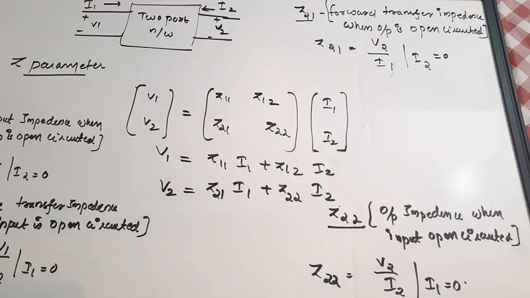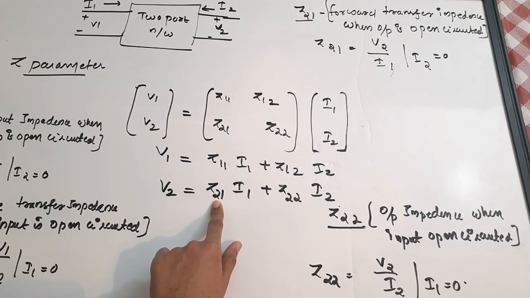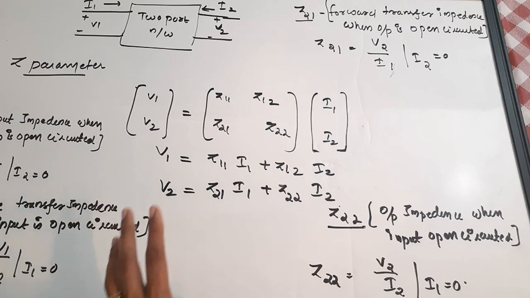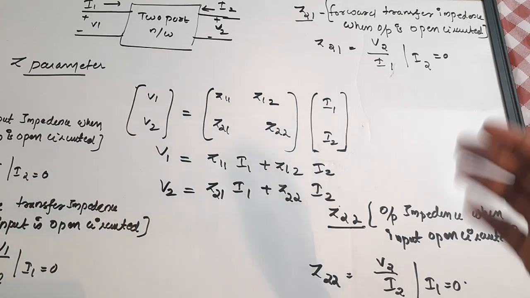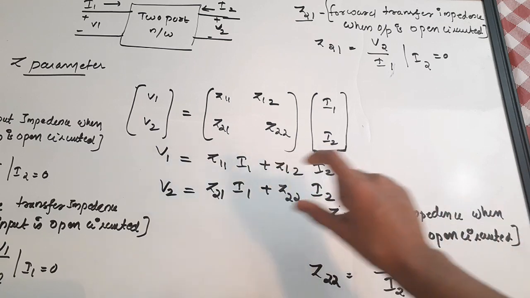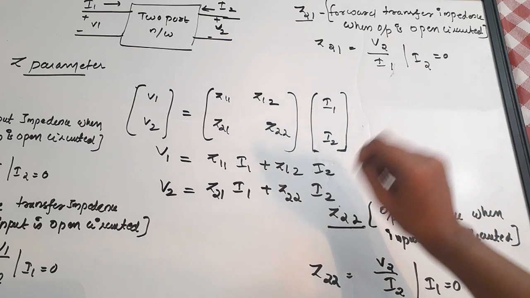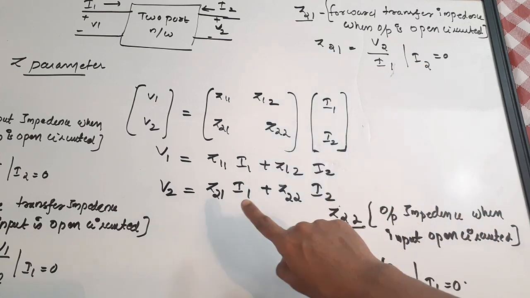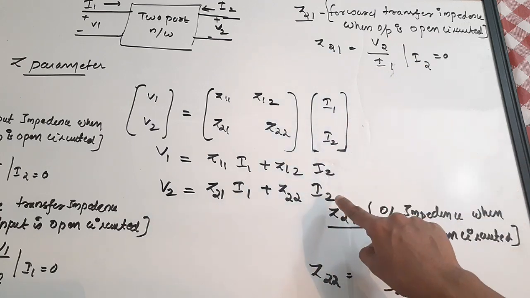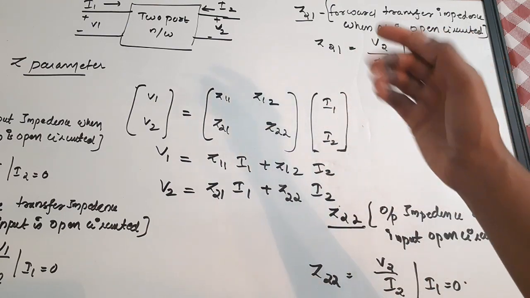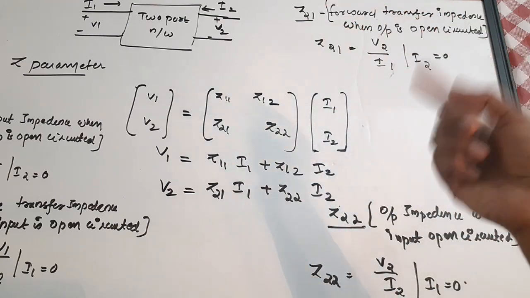Next is the equation for Z21. Z21 is present in the second equation. So you have to make I2 equal to 0, right? I hope you have understood this concept of making the equations for Z11, Z12, Z21 similarly from these two main equations. So Z21 is equal to V2 by I1, and you have to make I2 equal to 0. So you have to open circuit the output port. So Z21 is called forward transfer impedance.